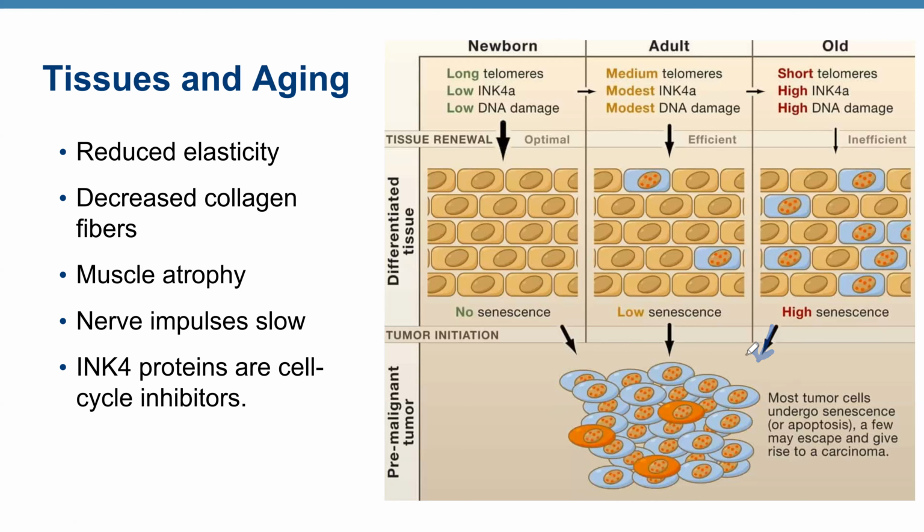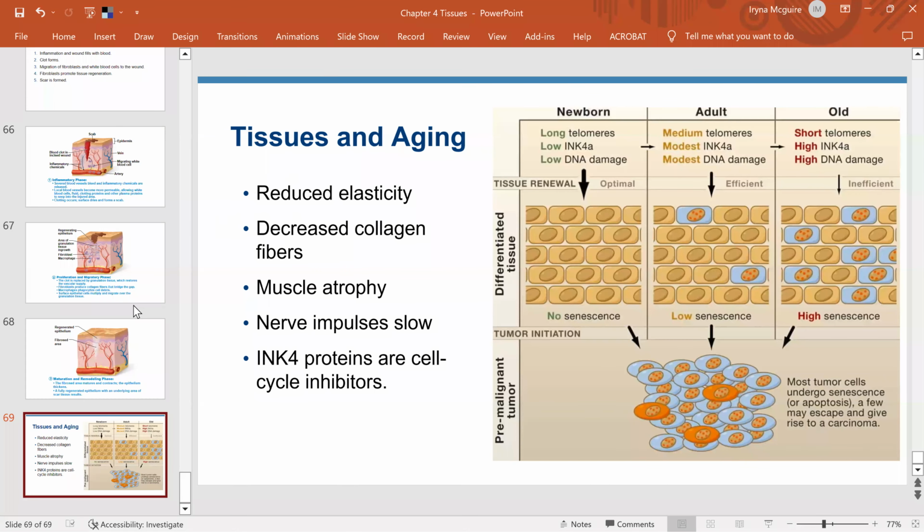Right, so let's again recall. We're talking about all tissues here, not the skin, right? All tissue will have reduced elasticity, decreased collagen, atrophy, and nerve impulses slow down. We will have an increase of the cell cycle inhibitor proteins. We will have increased DNA damage, and that can also lead to the formation of tumors and malignant tumors, that is cancer. Okay, so that's it for this lecture.